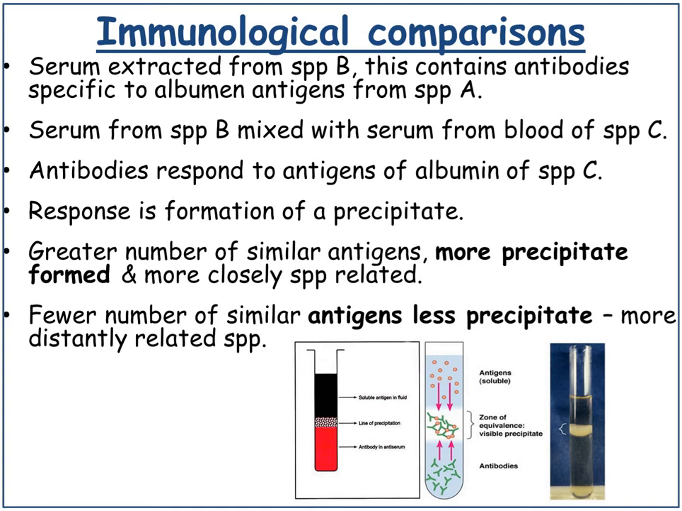The serum from species B can be mixed with serum from the blood of species C. Antibodies respond to antigens of albumin on species C, and the response is the formation of a precipitate. The greater the number of similar antigens, the more precipitate is formed, and the more closely related the species are. The fewer the number of similar antigens present, the less precipitate, and the more distantly related the species are.